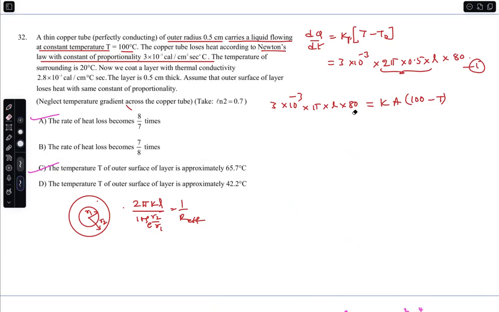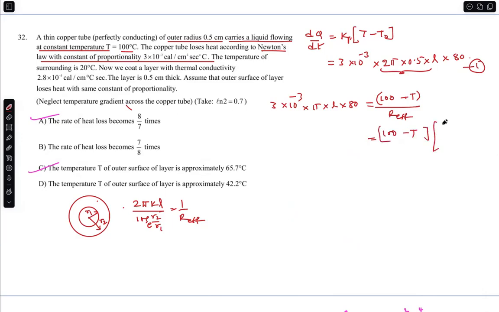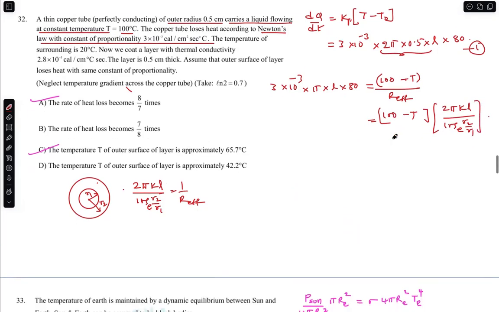This is current, the rate of flow. Current is equal to temperature difference divided by resistance. What is the temperature difference? 100 inside, and T at the outer surface, so 100 minus T, times the denominator, R effective: 100 minus T times 2 pi K L by log e of R2 by R1. That we have.